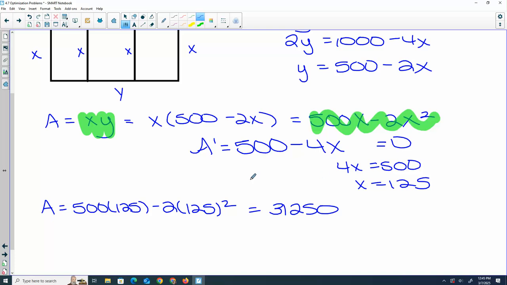So to answer the question, the maximum area is 31,250 square meters.